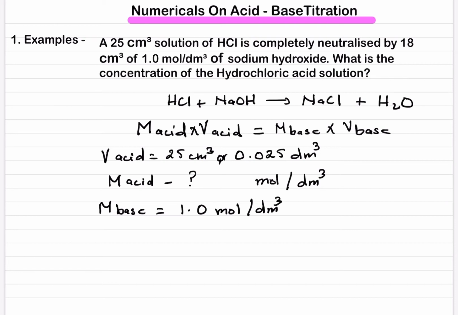Then volume of the base. Volume of the base is also given. So it is 18 centimeter cubes. So we can convert it into decimeter cube, again dividing by 1000. So we'll get 0.018 dm cube. So that's how we have got it.